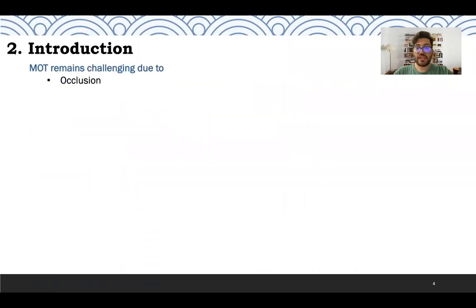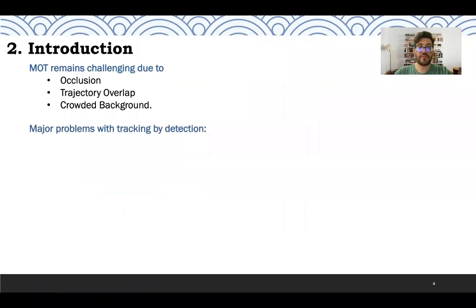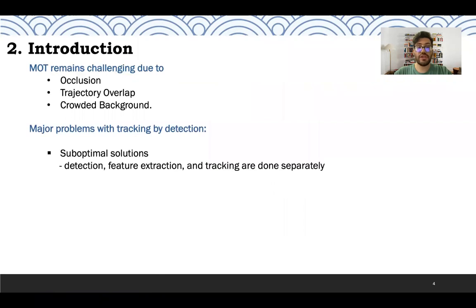MOT still remains challenging due to the following facts. The first one is occlusion, the second one is trajectory overlap, and the third one is crowded background. And there are some major problems with tracking by detection, which is the basic and conventional method of tracking these days. It presents suboptimal solutions.